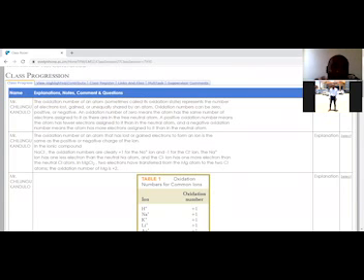So the oxidation number is also called the oxidation state. It's the number of electrons lost, gained, or unequally shared by an atom. So the integer value which you assign to show the number of electrons lost, gained, or unequally shared by an atom in a compound is called the oxidation number.